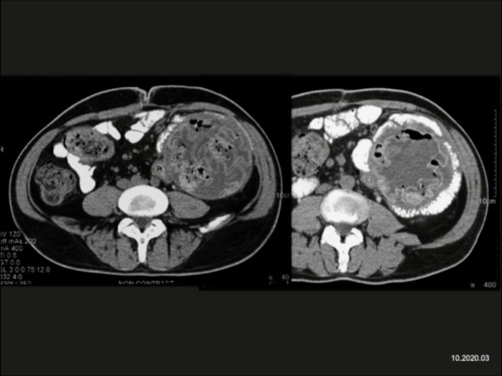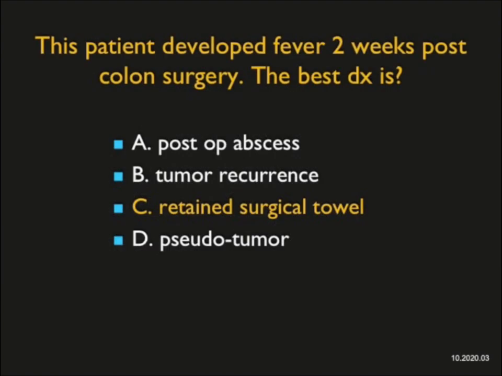Obviously, you could have said, well, how do I know this is not recurrent tumor? How do I know it's not an abscess or a pseudotumor? That appearance is almost like an Ann Mini. It's very classic, and it's a retained surgical towel. Look carefully at this case and remember it. We've seen a number of cases like that.